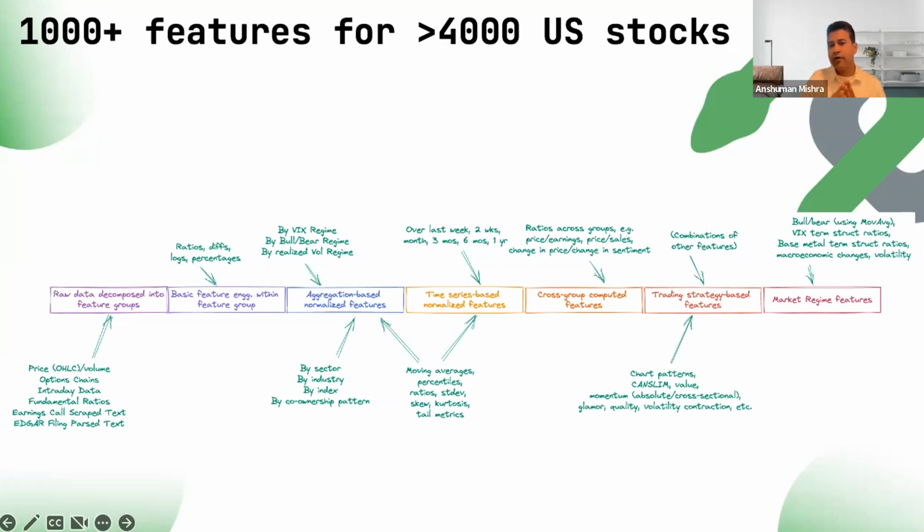Finally, I add market regime features. These would be things such as changes in the VIX term structure, shape of the US yield curve, how much it has shifted by, changes in unemployment, housing starts, consumer confidence, and so on. All of that is captured in a single feature vector per stock every day.